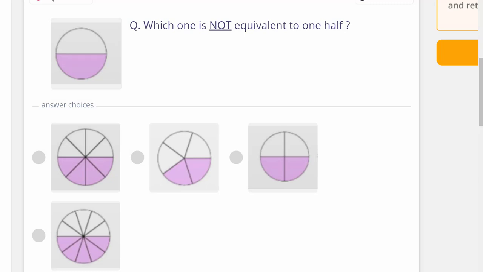Hussein? I'm here. Which one? Quickly, Hussein. Which one is not equivalent to 1/2? Quickly, my hero. Which one? The second. Great, thank you, my hero. This one, my heroes. So, when I ask you, please answer quickly.